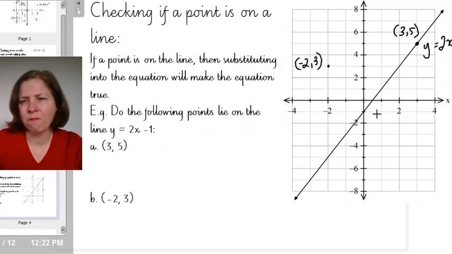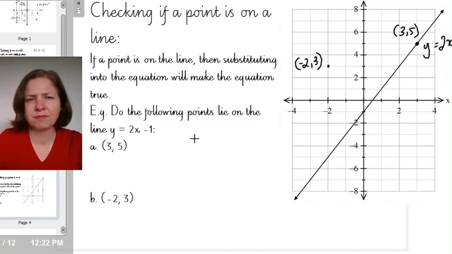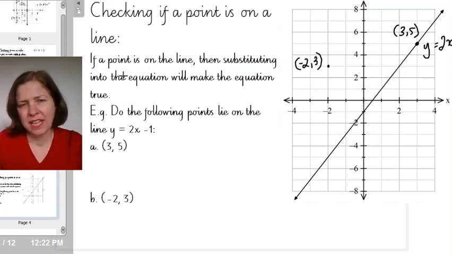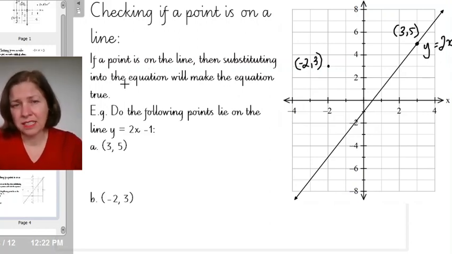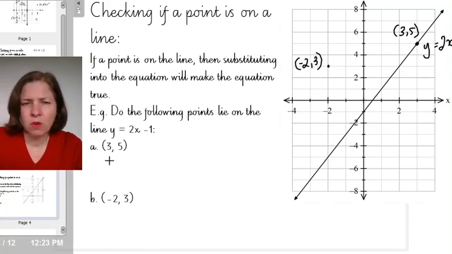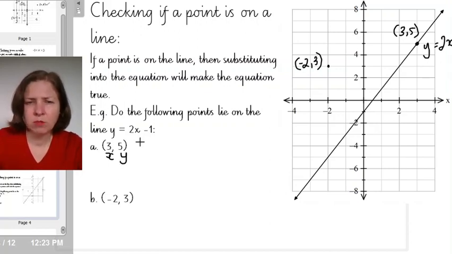Now, if I had the graph, that would be enough to help me decide. But if I didn't have the graph, how would I decide? So here's the information you need. If a point is on the line, then substituting into the equation will make the equation true. So what do I substitute? Well, the first value in my coordinate pair is always x. The second value in my coordinate pair is always y. So I'm going to substitute in x equals 3 and y equals 5. And it should make this equation true.